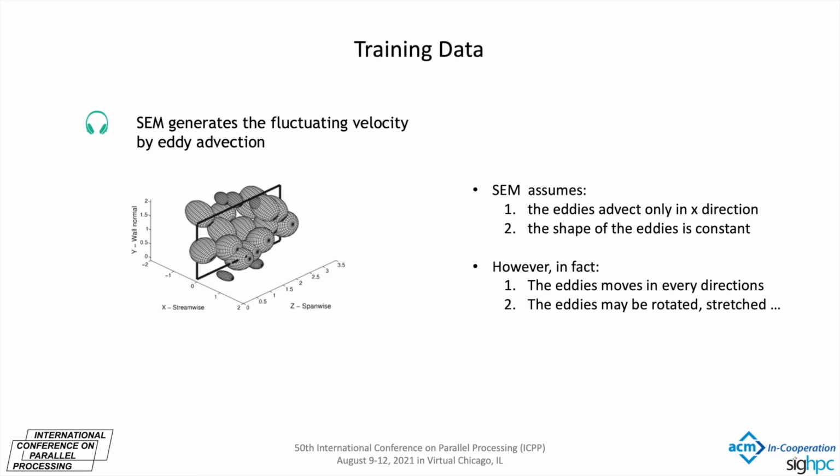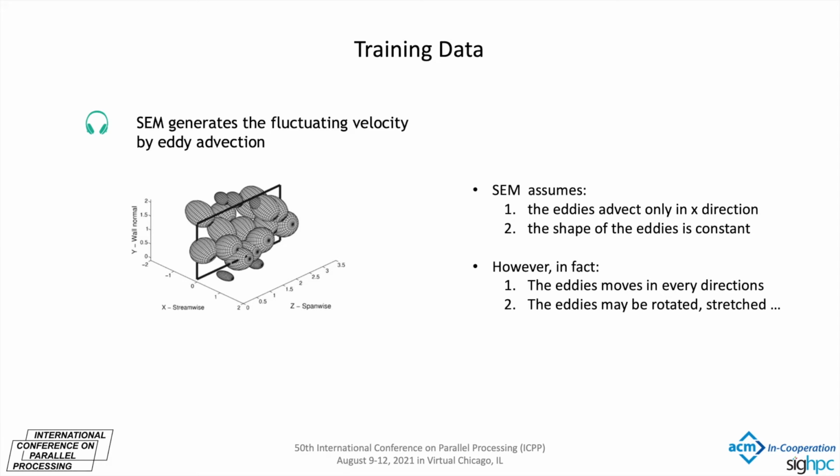We use machine learning, so we need training data. The very direct thought is to get the training data from the SEM. However, the SEM assumes that the shape of the eddy is constant and that it will advect only in the x direction.